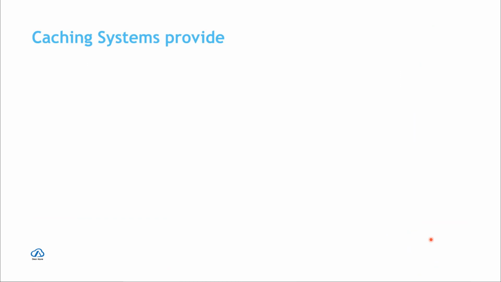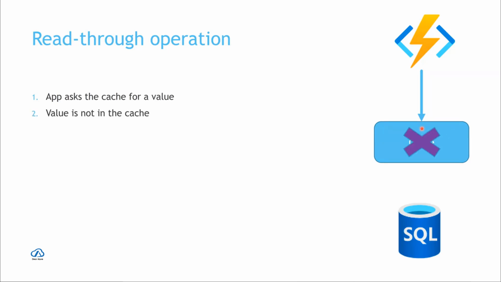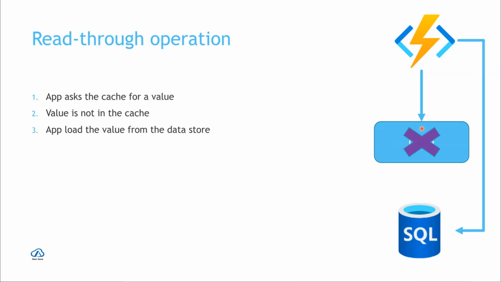Now, let's talk about some different caching strategies or operations that we might have in any system. We have read-through, we have write-through, we have write-behind. So read-through means that the application or function app is going to check or read the value from the cache first. If it doesn't find the value in the cache, it's going to try to get the value from the data store and then put it in the cache for future use.